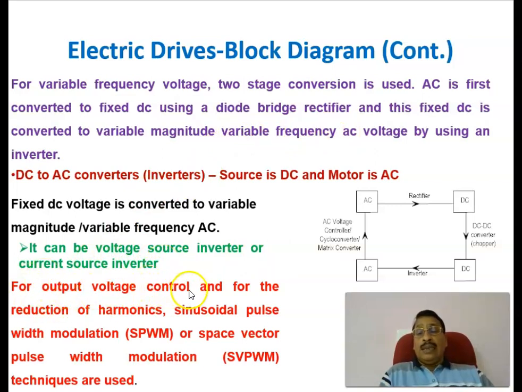For output voltage control and for the reduction of harmonics, sinusoidal pulse width modulation, SPWM, sine PWM, or space vector modulation, SVPWM, techniques can be used. Therefore, different control techniques can be used for controlling this inverter, that is, to control the output voltage and frequency given to the stator of the induction motor. It is a DC to AC converter. It is also a power modulator.